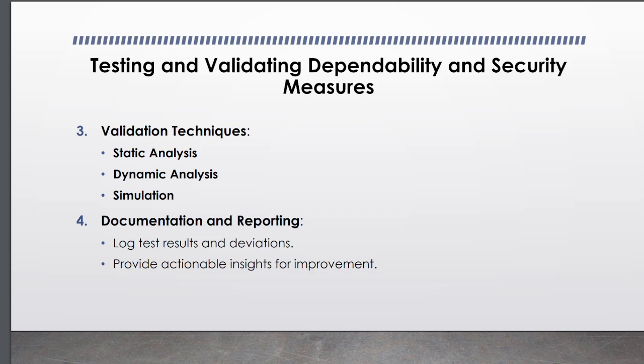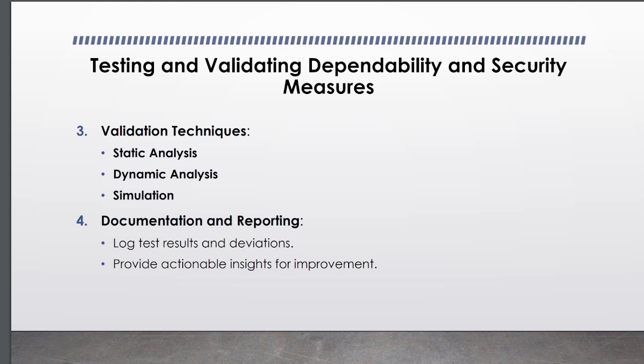Then next are the validation techniques. We have three: static analysis, dynamic analysis, and simulation. For static analysis, we review the code without execution. We're just reviewing the code to make sure it works properly. Next is dynamic analysis, which is about observing system behavior during execution, monitoring whether the system is functioning well and all the features or modules are good, or something is wrong. Then next is simulation, where we test using a virtual environment, or we test it in an actual way.